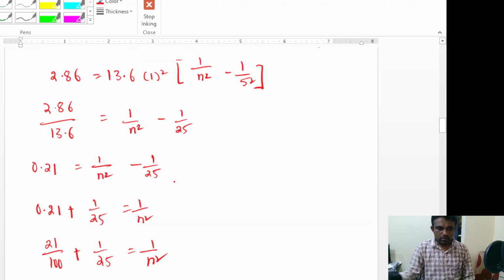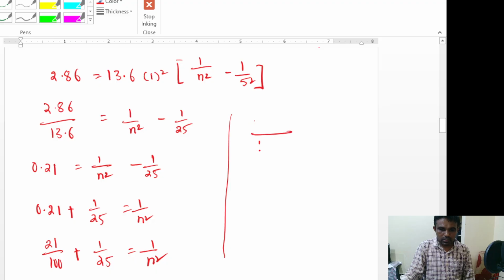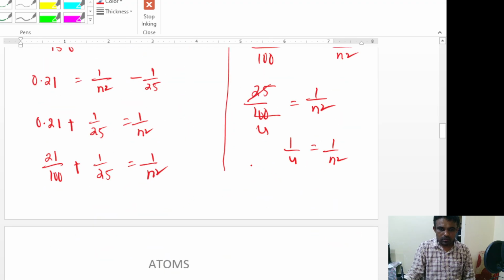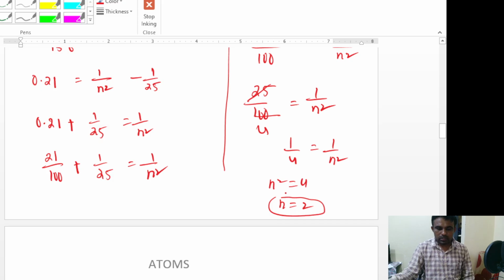By LCM, the common denominator is 100: 21 plus 25 fours are 100, so 25 by 100 is equal to 1 by n square. 1 by 4 is equal to 1 by n square. So n square is equal to 4, n is equal to 2. Our answer is n is equal to 2.